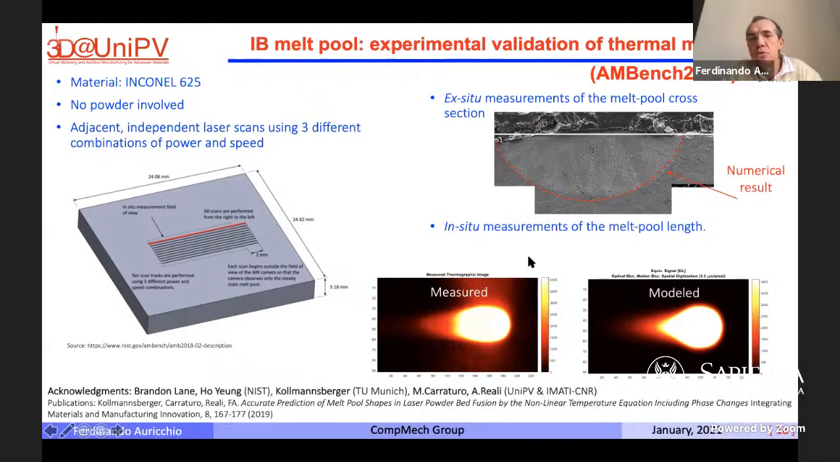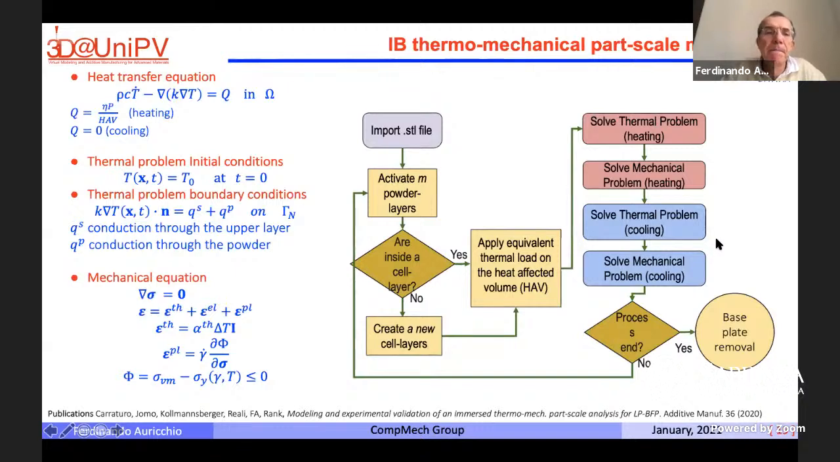And also we were able to do some in situ measurements between the melt pool length and the model melt pool length, and the two things seem to match quite well. Then, once we feel that the model at the melt pool level is quite reliable, you can also do simulation at a larger scale, which is the component scale.